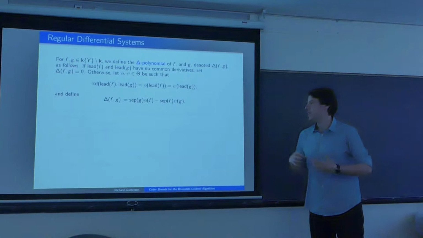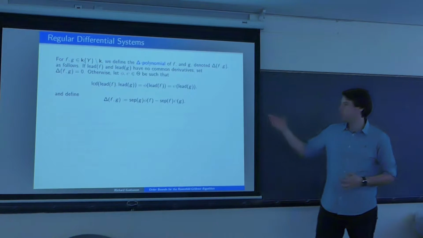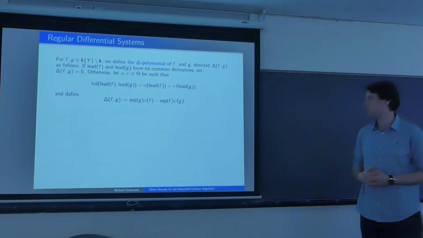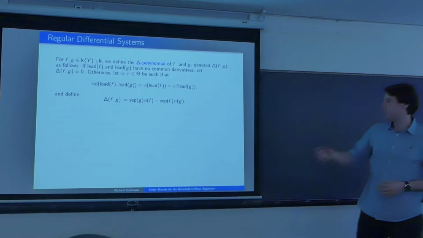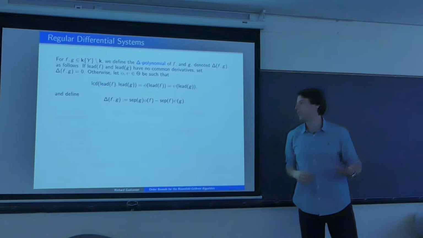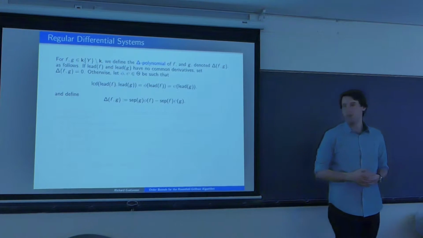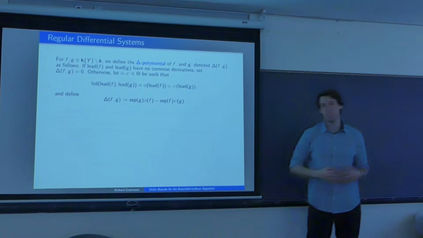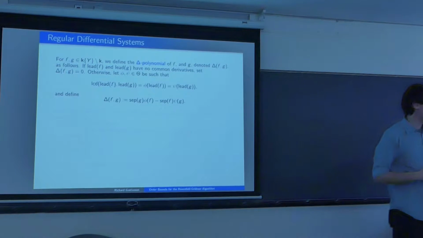we set the delta of f, g. So if the LCD, the least common derivative of the leader of f and the leader of g, is phi of the leader of f and psi of the leader of g, we define delta of f, g to be the separant of g times phi of f minus the separant of f times psi of g.